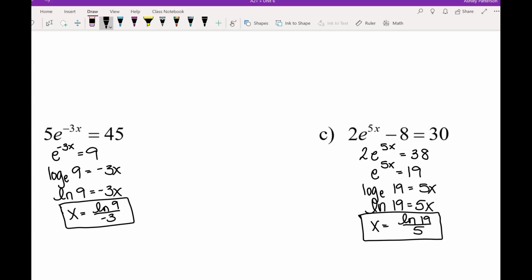All right, see, nothing changed. We're just dealing with base e. That is our natural log.